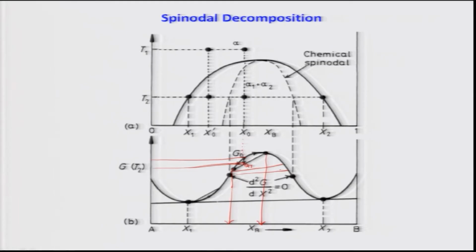Now this spontaneous process will occur for any alloy composition for which this condition is satisfied. What is that? The double derivative of G with respect to the composition must be less than 0. That is equivalent to saying that this will happen up to the inflection point on this curve. What is that inflection point?